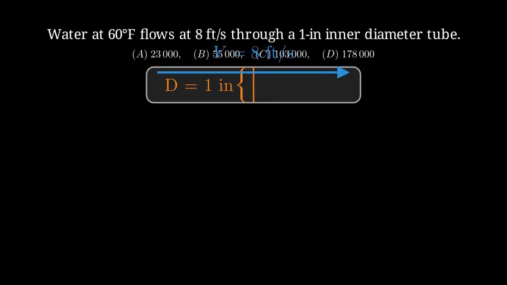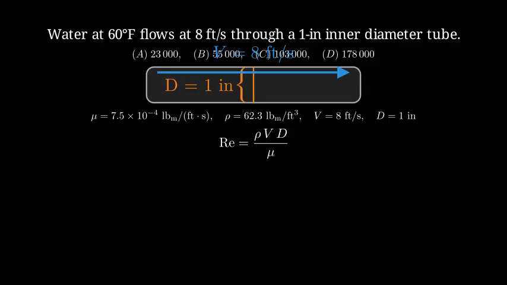Here are the known values. Mu equals 7.5 times 10 to the minus 4 pound mass per foot second. Rho equals 62.3 pound mass per cubic foot. Velocity equals 8 feet per second. Diameter equals 1 inch. Recall the Reynolds number formula. Reynolds number equals rho times v times d divided by mu.